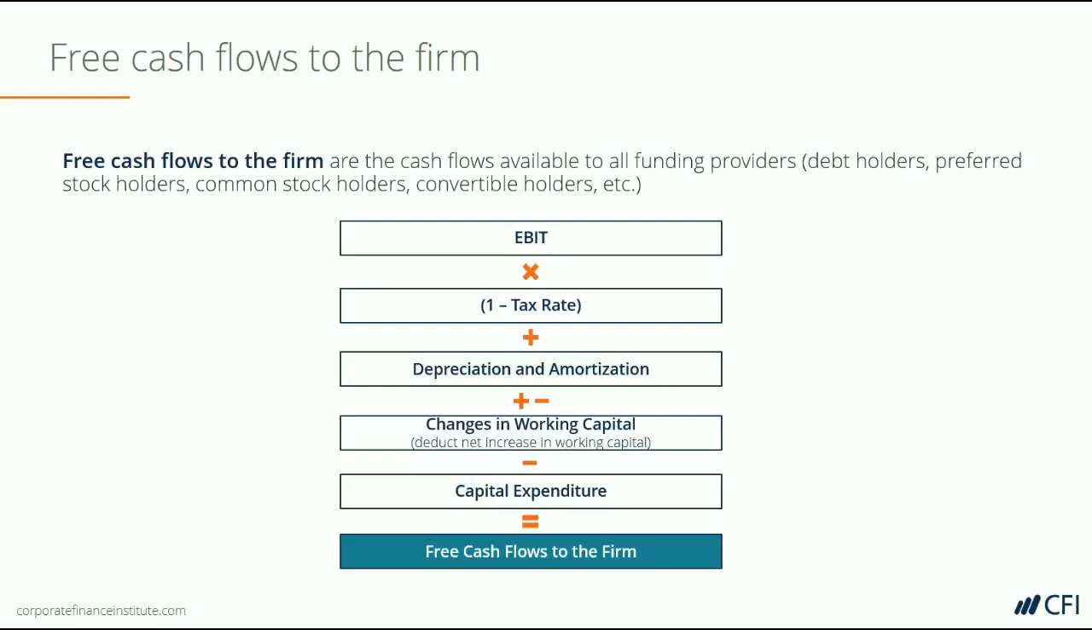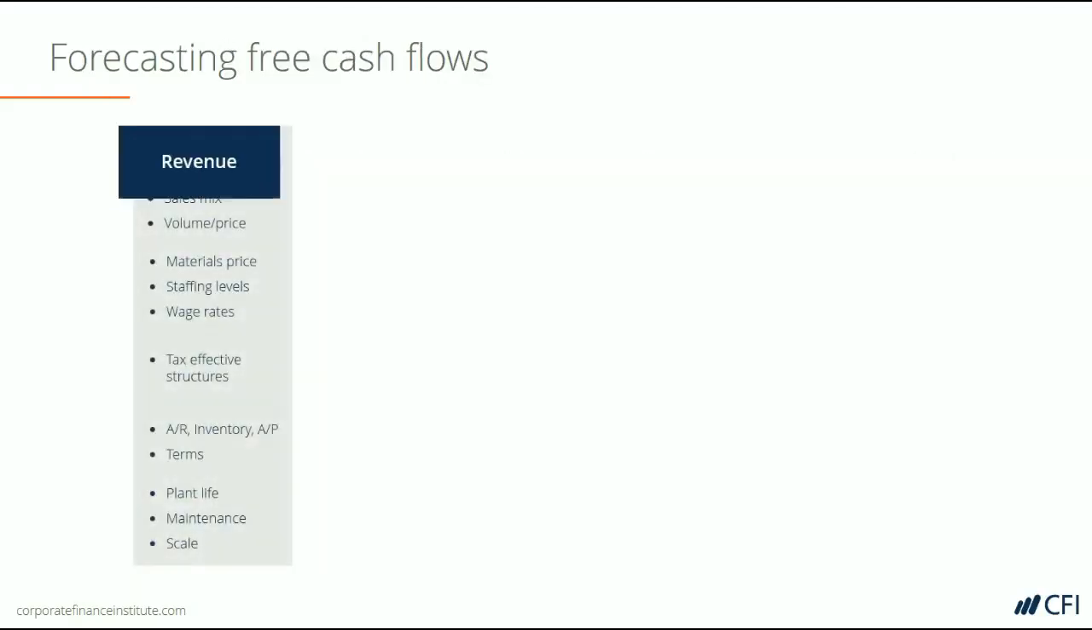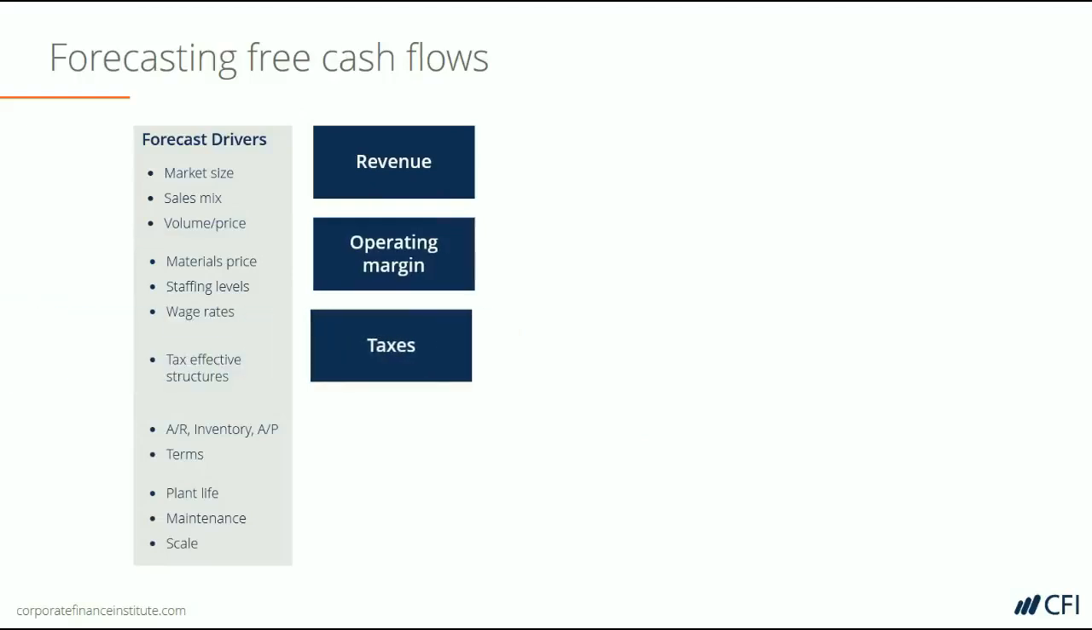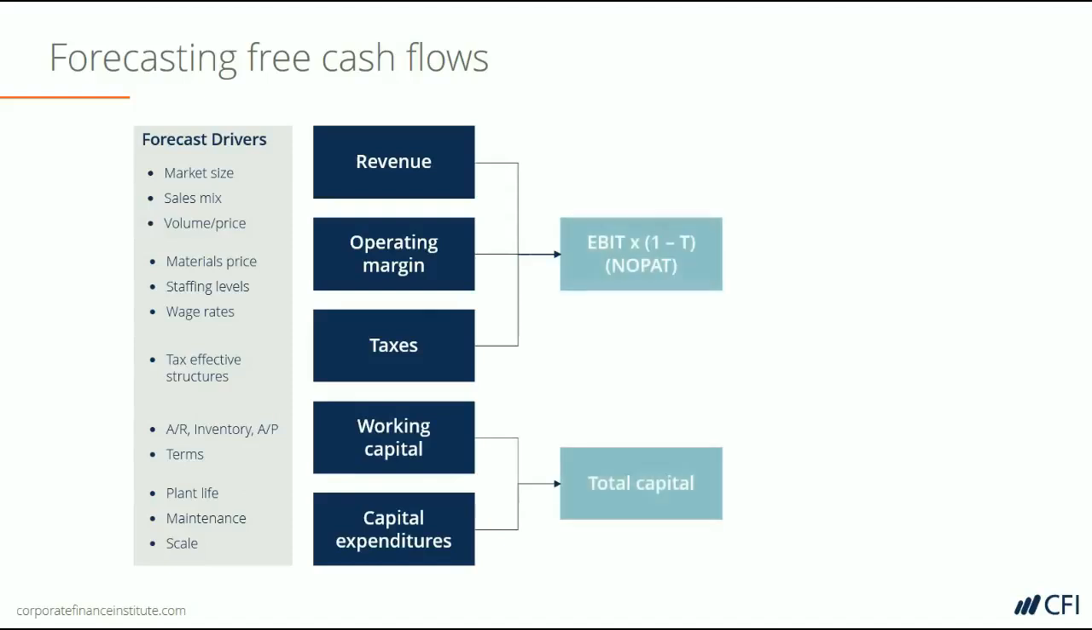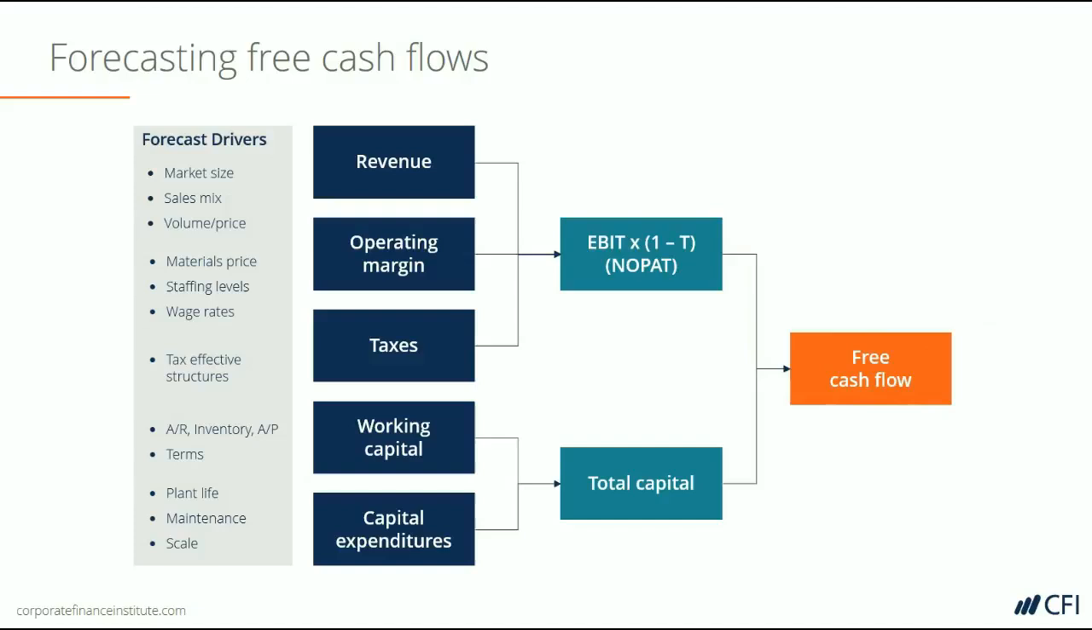Now let's look at a diagram to see what the drivers of free cash flow are. So here are some drivers, and you can see that revenue, margins, taxes, working capital, and CapEx all combine to give us two components that then result in the free cash flow to the firm. So EBIT times 1 minus the tax rate gives us net operating profit after taxes, as we just reviewed, and then we adjust for working capital and capital expenditures, which results in cash flow.